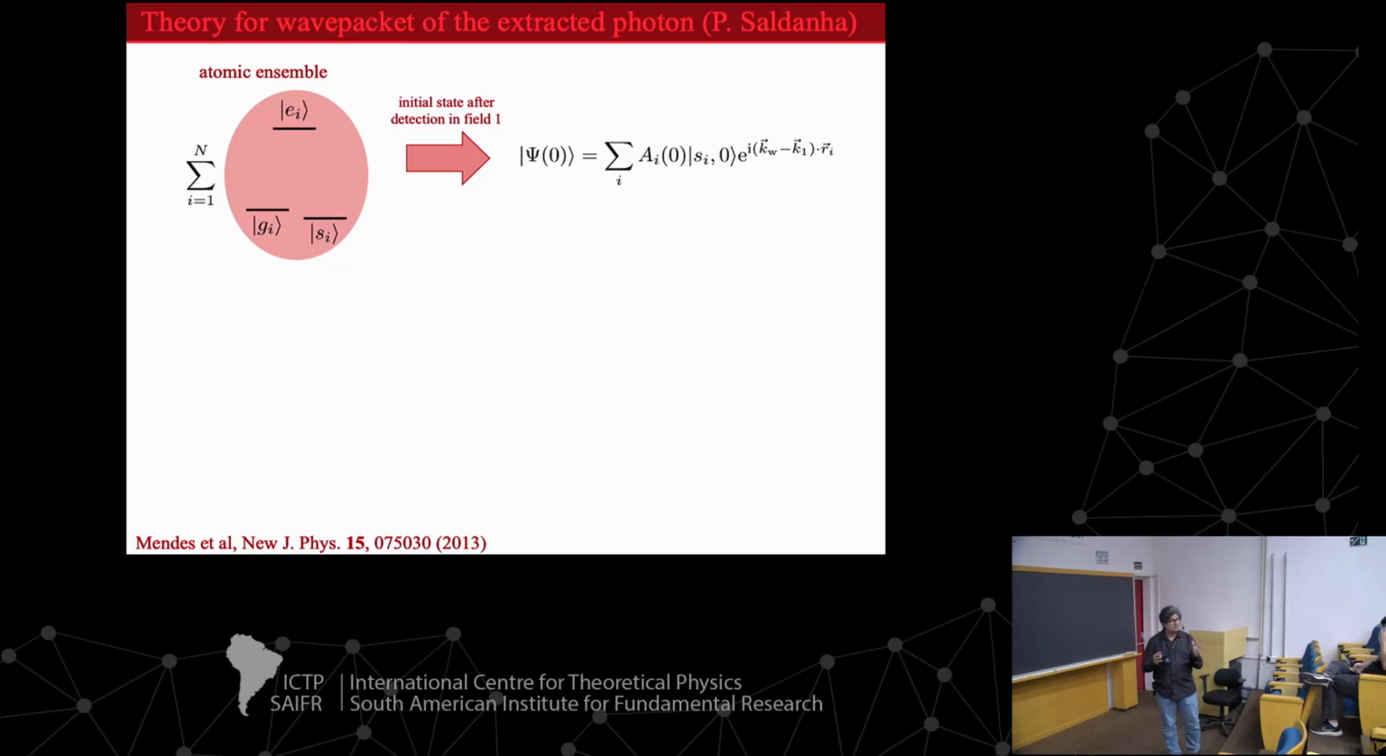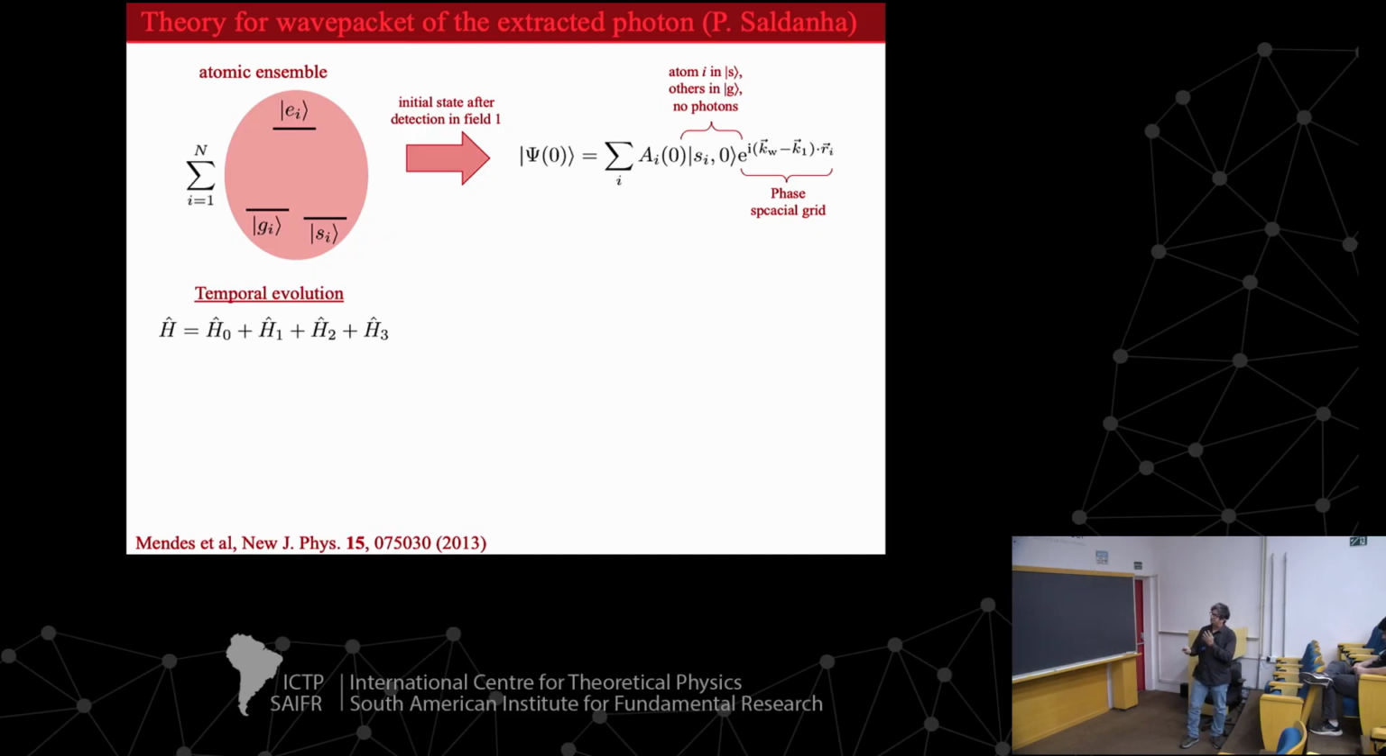Okay? But a Dicke state is actually a very idealized way to represent the state. Because in the actual state, you have an amplitude that will depend, for example, on the position of the atom in the ensemble. And then you have some phase that comes from the phase of the excitation fields and of the emitted photons and the position of the atom in the ensemble. So you have some phase grating, and then you have one atom in S, all the others are in G, and you have no photons after the first photon is detected. So the grating has more details.